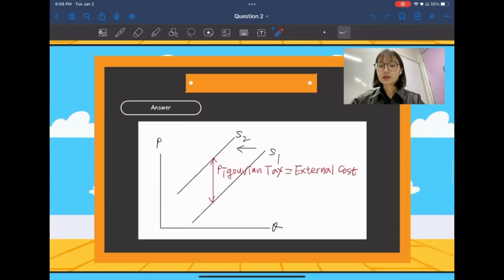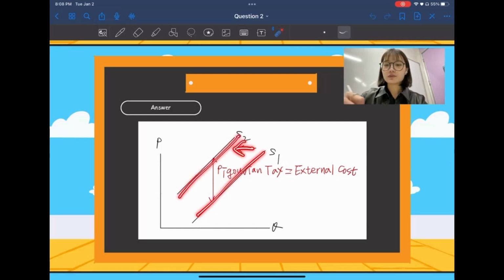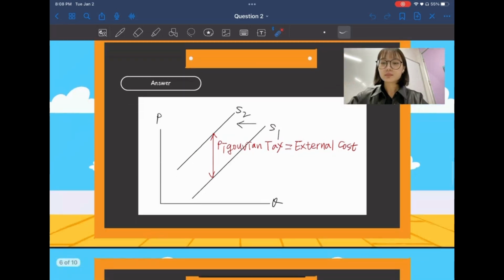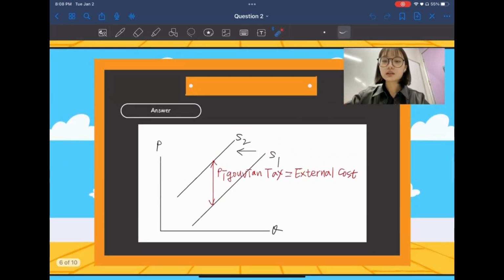As the diagram shows, the supply curve will shift to the left because the producer will bear the burden of the tax, and the tax is the Pigouvian tax, which equals the external cost. So the supply curve will shift to the left.